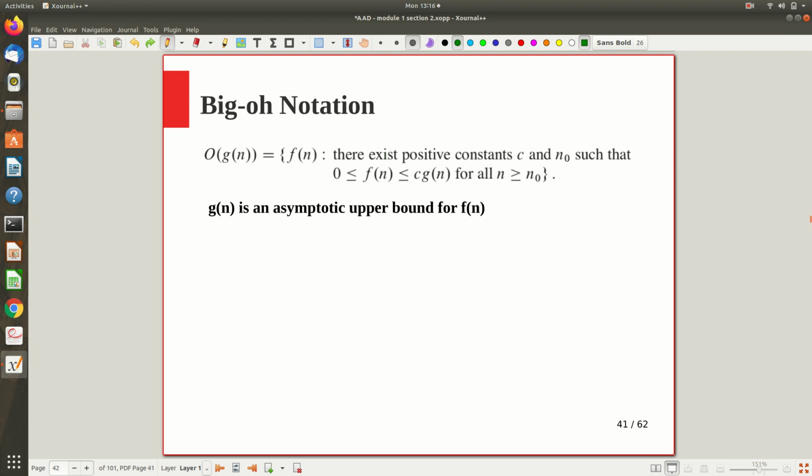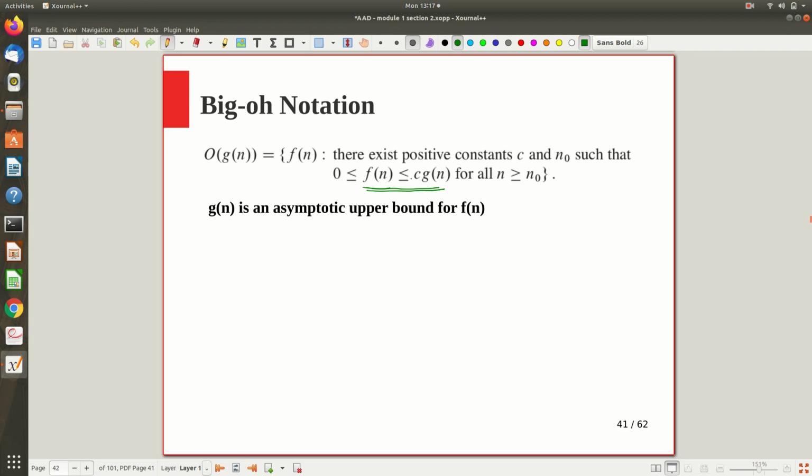So mathematically, given any function in n, what is this big O? Its big O is defined as the set of all functions, some other function, say f of n, and the requirement is that f of n and g of n should be related like this: f of n is less than or equal to some constant c into g of n. This is very important.